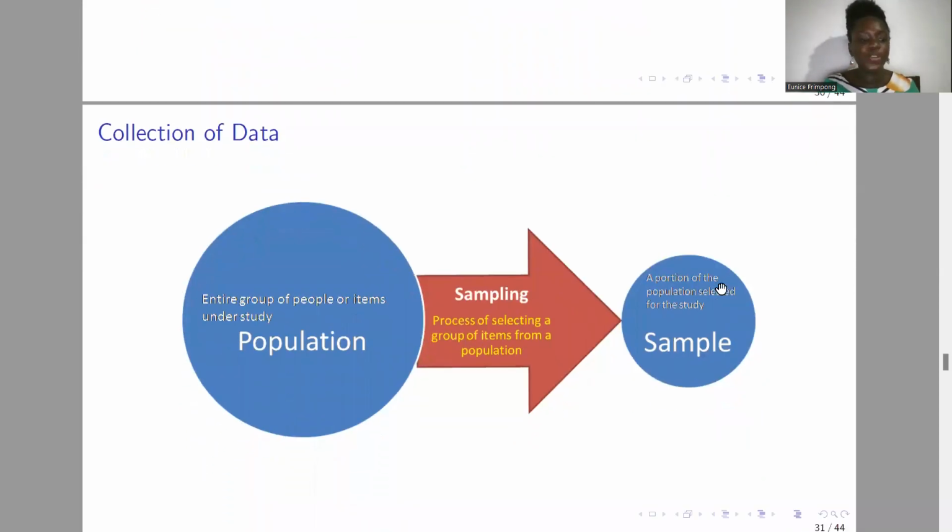We move on to a session called sampling. So we have studied so far about population and samples. How do you get your sample? That process of selecting your sample is called sampling. So your population, as we can see in this figure, is the entire group or items under study. Then this process of taking your sample, which is a portion of the population, that activity is called sampling.